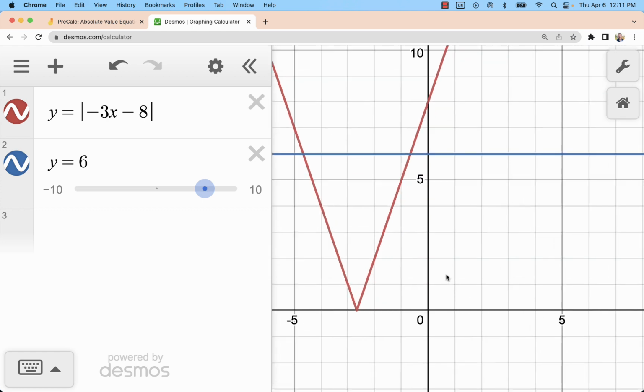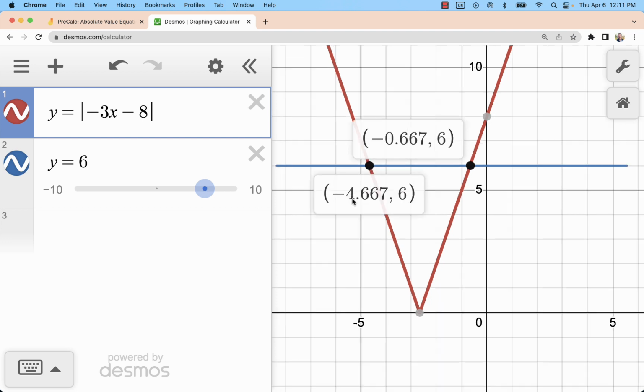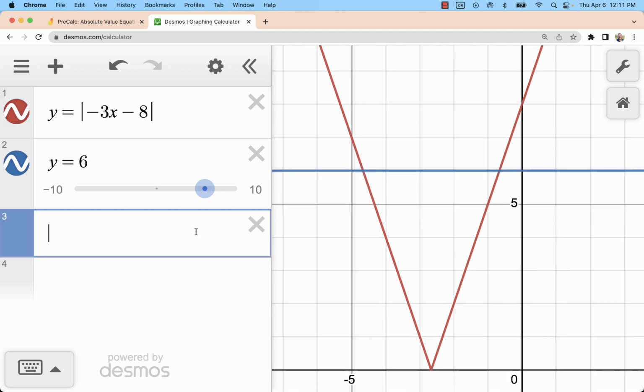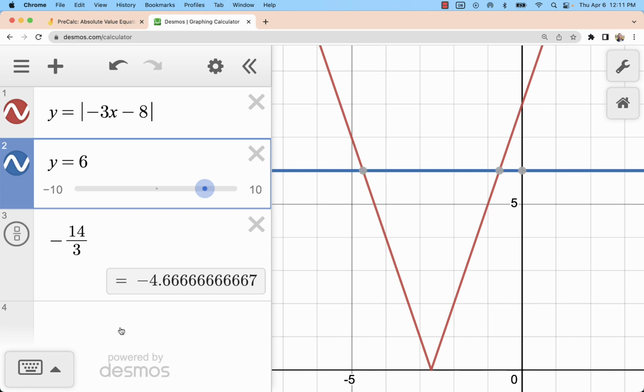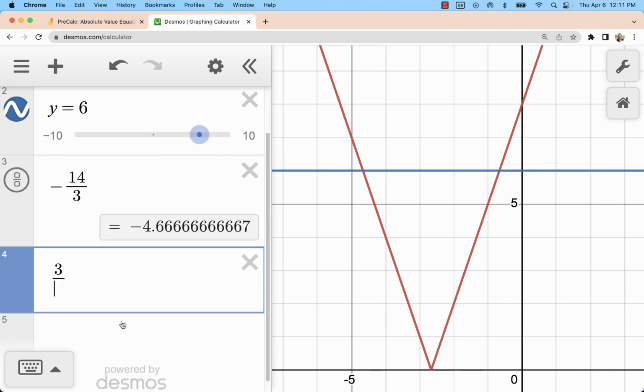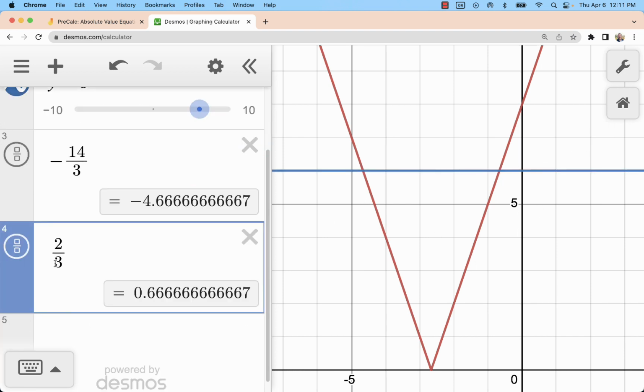So then what we're doing is we're saying, here's the left hand of the equation. When does this equal 6? Or when will it cross the line y equals 6? And we get negative 14/3, I believe. Let me check it. That's negative 4.6 repeating for x, or 2/3, I think. 2/3 is the other one. 2/3 is up here, and that was also negative.